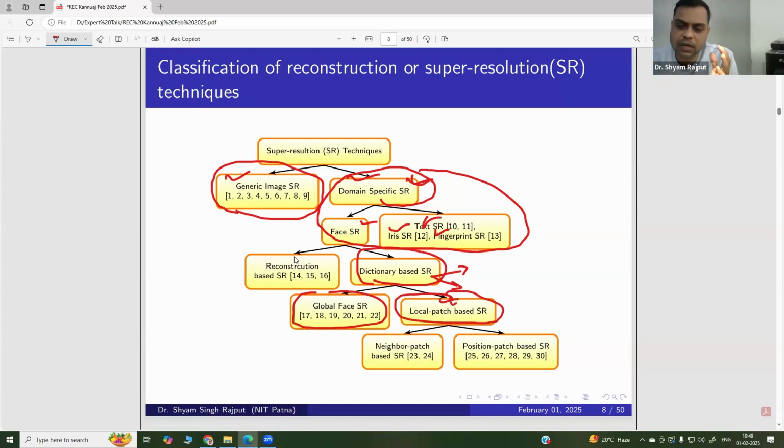In local patch based techniques, images are divided or split into patches and each patch is processed individually. Once we process all the patches, we merge all the resultant patches to form the complete face. While in global face SR techniques, the complete face is processed in a single run. Local patch based SR techniques may be neighbor patch based and position patch based. Out of all these techniques, only the position patch based SR technique, which may be machine learning based or non-machine learning based, is the most prominent and has been proved to generate better results compared to the other techniques.